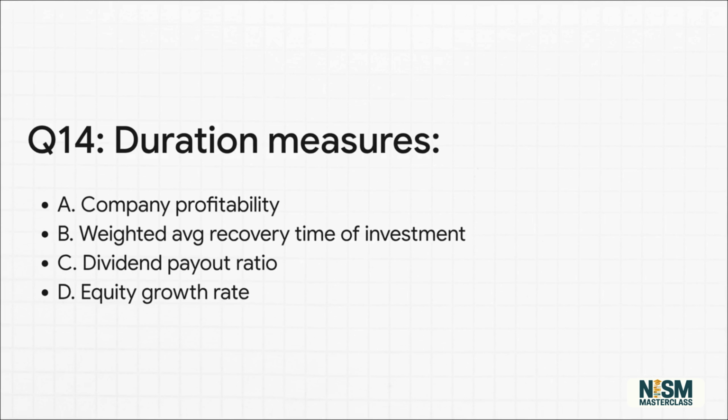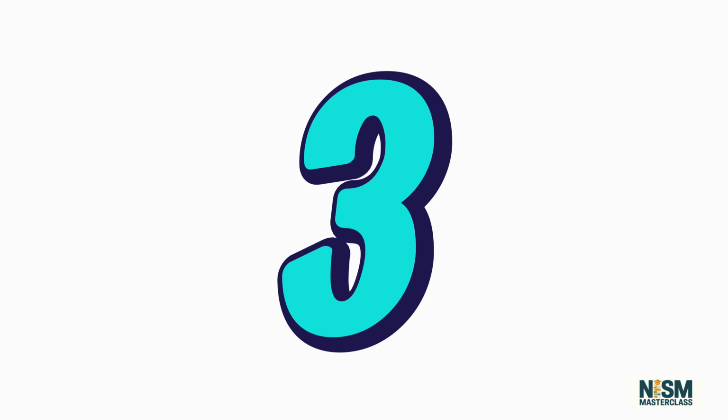Question 14. Duration measures. A. Company profitability, B. Weighted average recovery time of investment, C. Dividend payout ratio, or D. Equity growth rate. Pause now if you need more time.